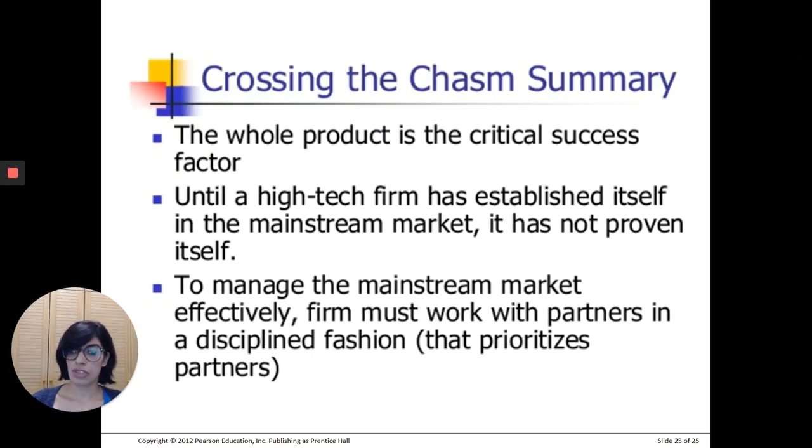So when you're crossing the chasm, let's summarize what we discussed. So the whole product, the entire life cycle, is a critical success factor. Everything has to be pretty much fail-proof to get out in the market. Until a high-tech firm has established itself with the mainstream market, it hasn't proven itself. So you might have your early adopters who are flying the flag, but that doesn't mean that you've actually proven your product works. And to manage the mainstream market effectively, you as a firm must work with partners in a disciplined fashion that actually prioritize partners and gets your product out into the market.